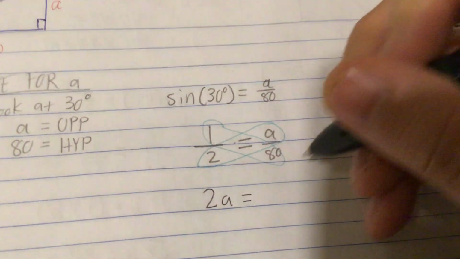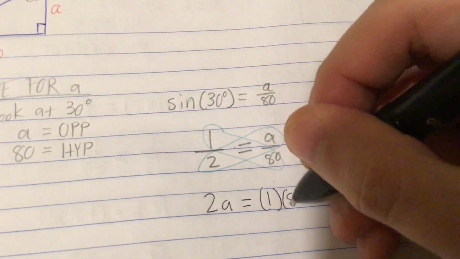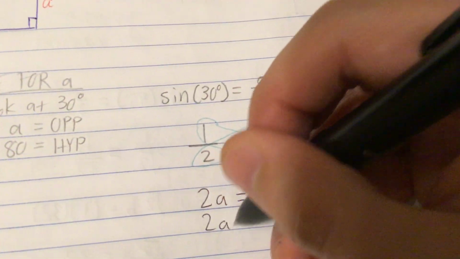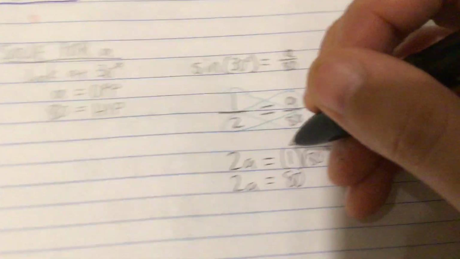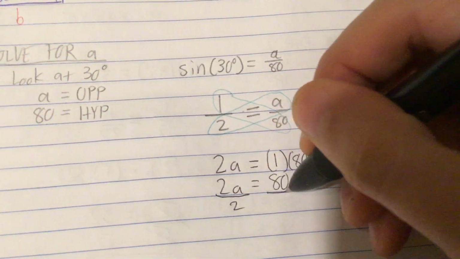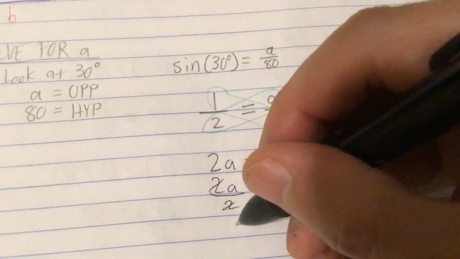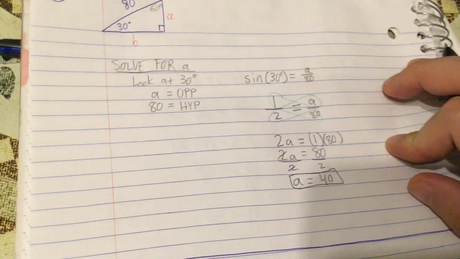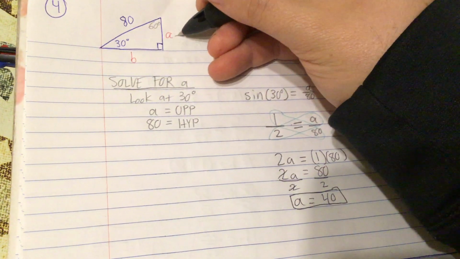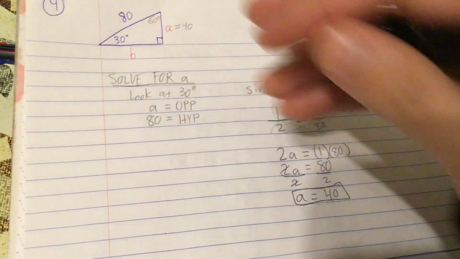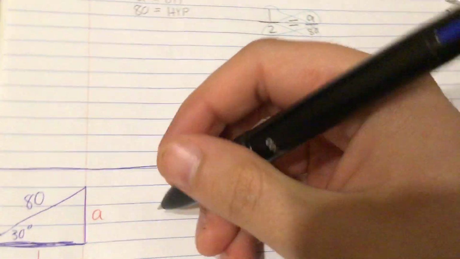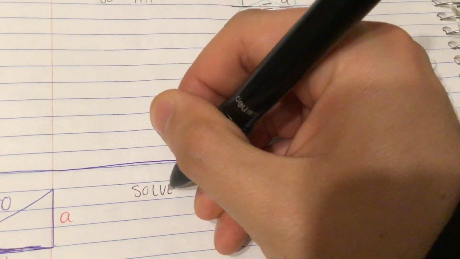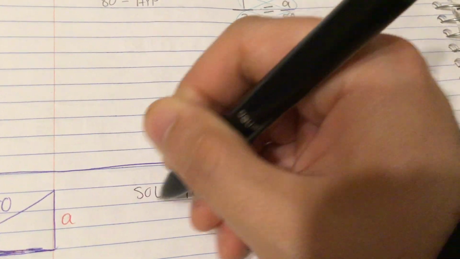So 2A should be equal to 1 times 80. 1 times 80 is 80. I'm going to divide both sides of the equation by 2, getting me A is equal to 40. Right? And now I'm going to solve for B. I could do Pythagorean theorem if you really wanted to, but you know what? I love me some trig. It's okay to like trig. I like the quick method.